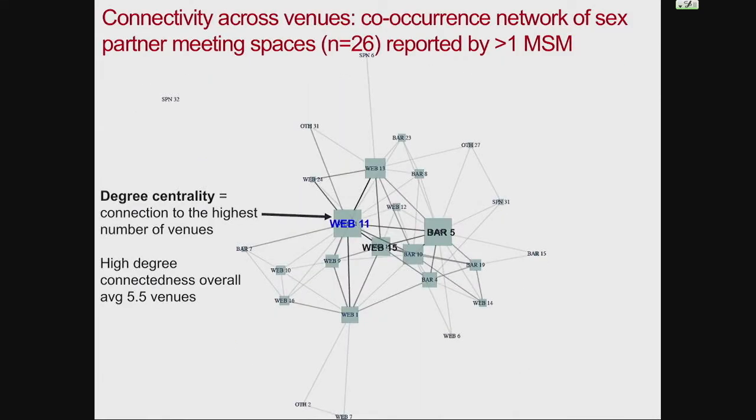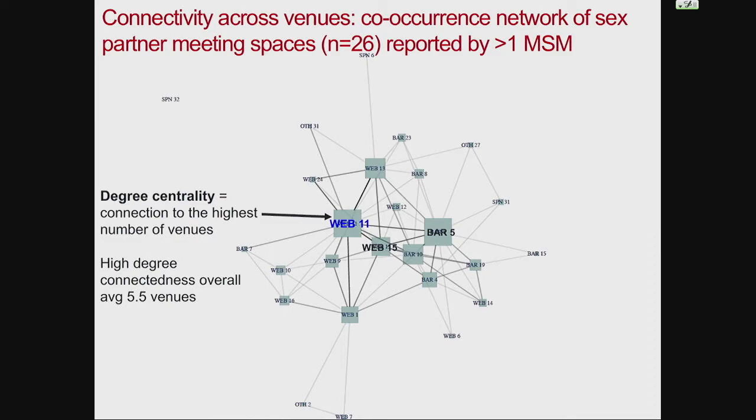Now what we do is a one-mode connectivity network. This is a co-occurrence network of sex partner meeting spaces. We basically take away the people, and we now start to illuminate the connections that are created between the spaces or the venues. And here's where we started to measure some network properties.